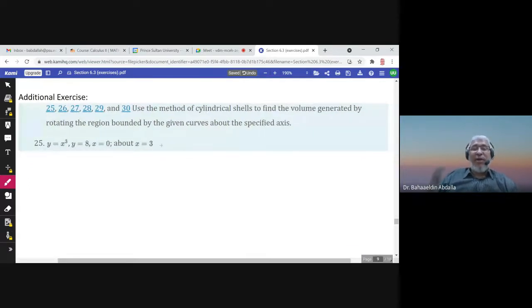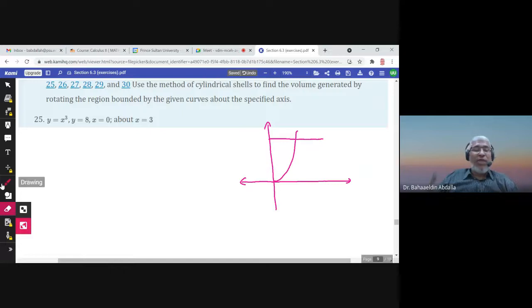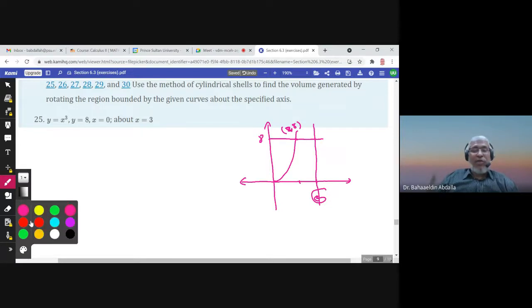Some additional exercises about lines. Use the method of cylindrical shells about x equals 3. y equals x cubed, y equals 8, x equals 0. So we know this region; we have seen it before. This point is (2, 8), and this line is y equals 8. The line x equals 3 is here. We need to rotate this region about the line x equals 3.